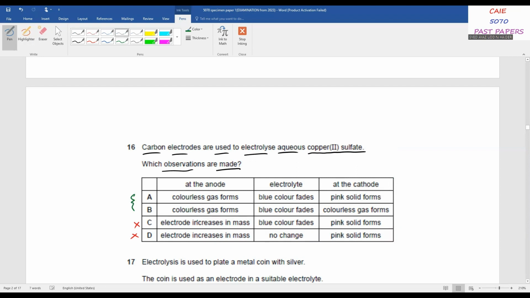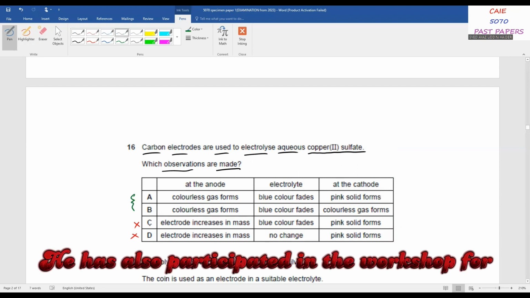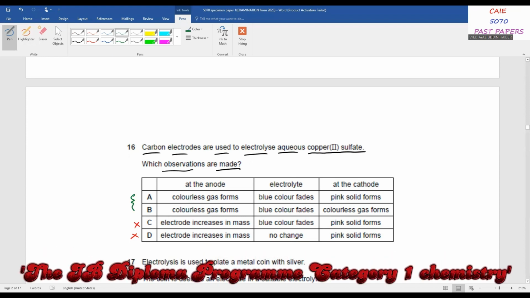Because in both choices, at the anode a colorless gas forms. Now we'll check the electrolyte. They are saying the blue color fades. Again, both choices are correct on this one also, because copper(II) sulfate is blue in color and it fades away when copper gets deposited at one of the electrodes. The color of the copper depositing will be pink. So choice A will be the correct answer for this one.